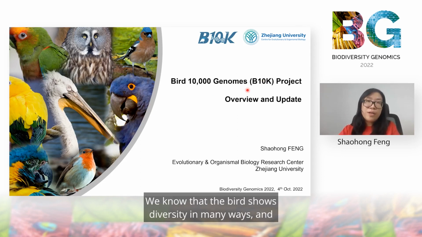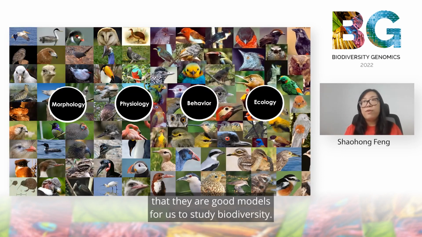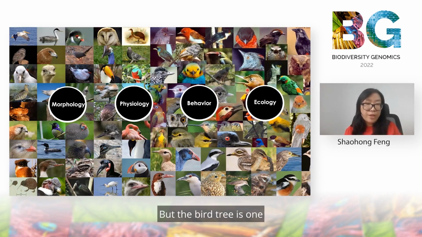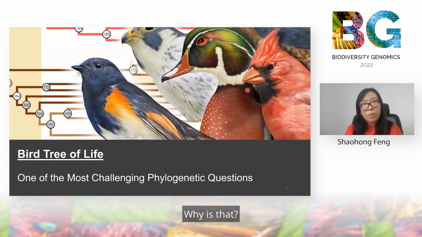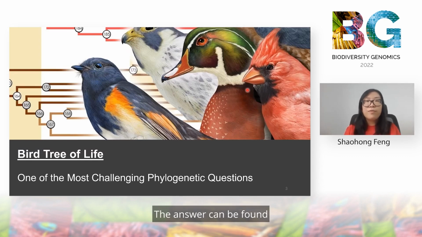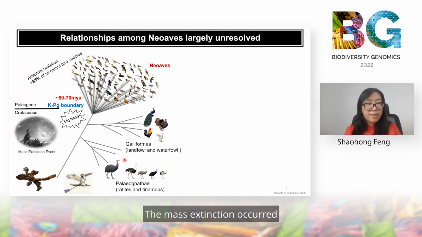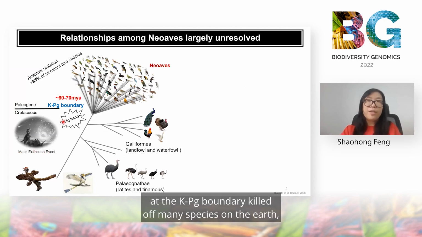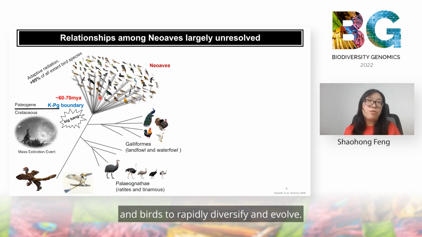We know that birds show diversity in many ways, and that they are good models for us to study biodiversity. But the bird tree is one of the most challenging phylogenetic questions. Why is that? The answer can be found in the evolutionary history of birds. The mass extinction that occurred at the KPG boundary killed off many species on Earth, but made room for mammals and birds to rapidly diversify and evolve.